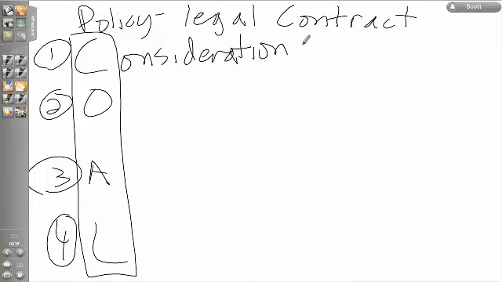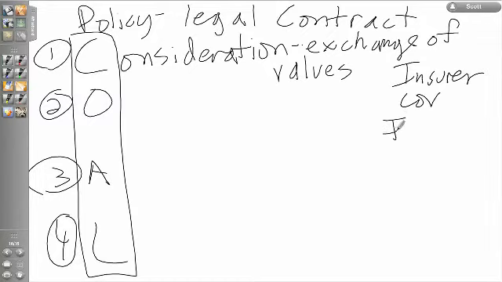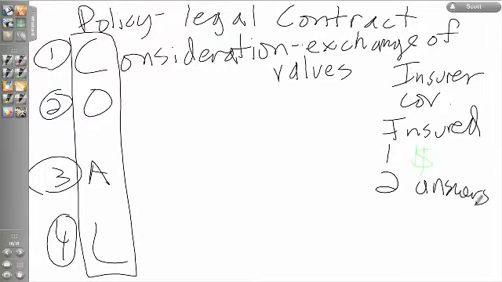Okay, so consideration is what? You have to know what it's defined as. The exchange of values. So what is this? Well, you've got the insurer. They promise to provide coverage. In return, the insured gives their money, so 2 things, their initial premium, and the second thing is answers on the application, which generally are classified as representations.